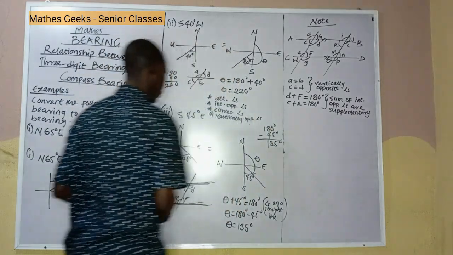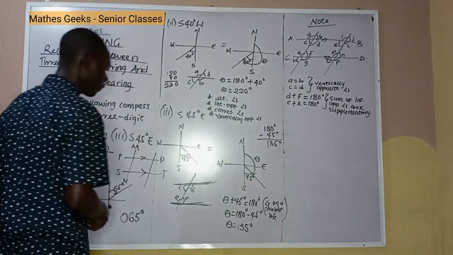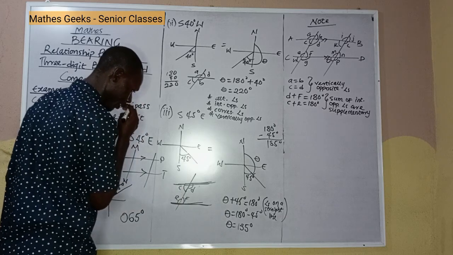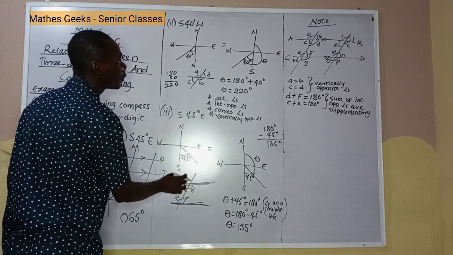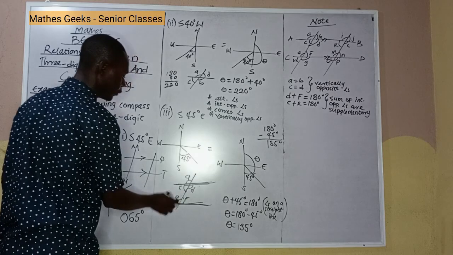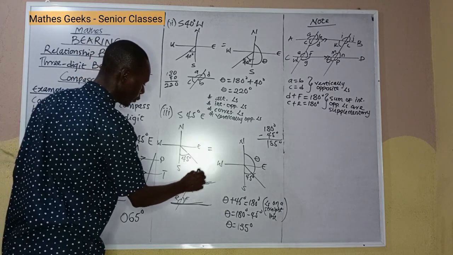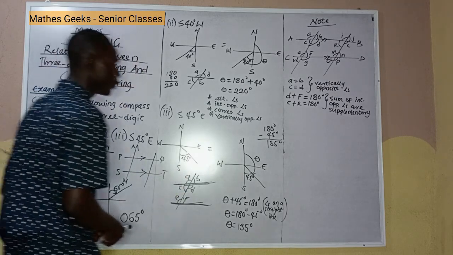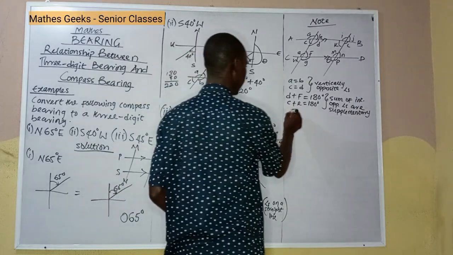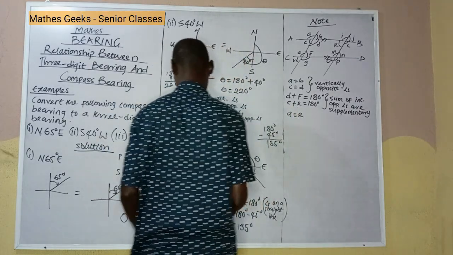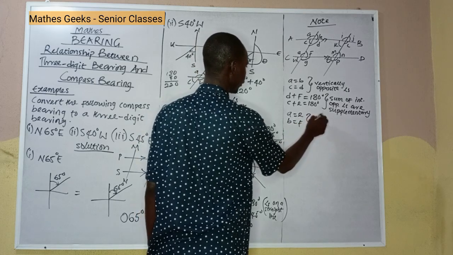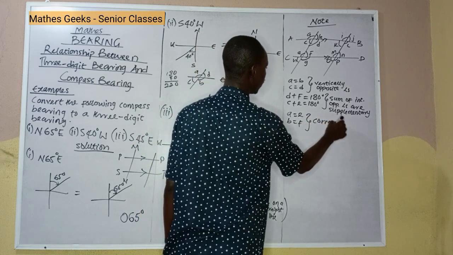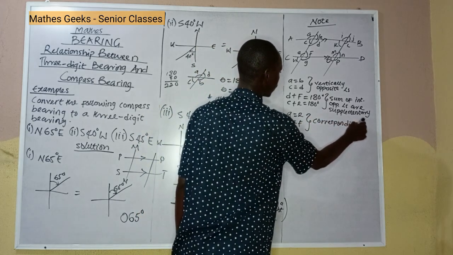What are corresponding angles? Corresponding angles are angles that are in this form. One is going to be outside. So let me find. We have A and E, and then we have here B and F. So for corresponding angles, A is equal to E, and then B is equal to F. What's the reason? Corresponding angles.